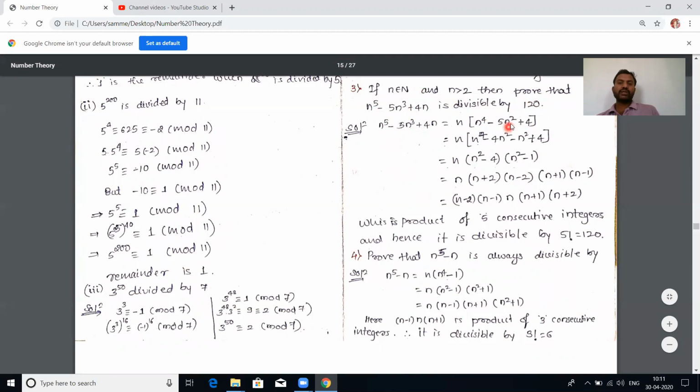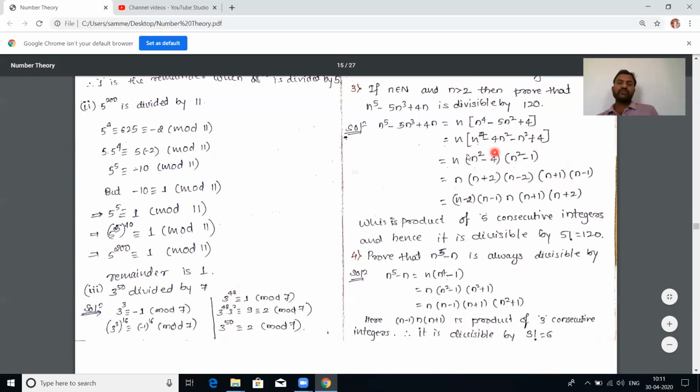Now I will find the factors of this number. See how I have split it: minus 5n square I can write as minus 4n square minus n square, so that plus 4 as it is. Now n square I can take common in the first two terms, remaining n square minus 4, and in the other two I can take minus 1 common, so remaining n square minus 4. So n square minus 4 into n square minus 1.